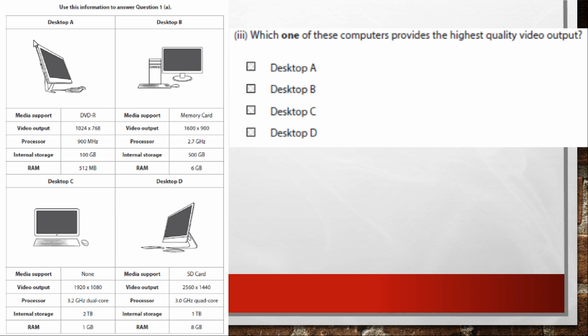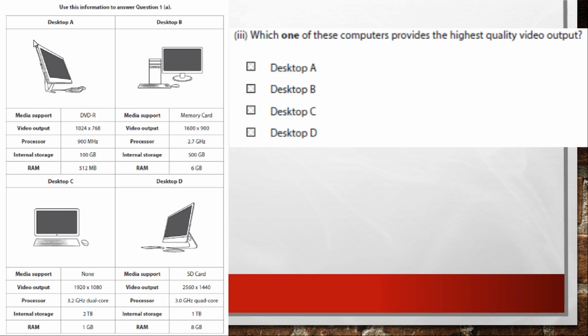Next one, which one of these computers provides the highest quality video output? So we're looking at the video output option. Now this is talking about resolution, which is basically how many pixels are on the screen. 1024 pixels by 768, and then we've got 1600, and then we've got 1920, and then 2560 by 1440.